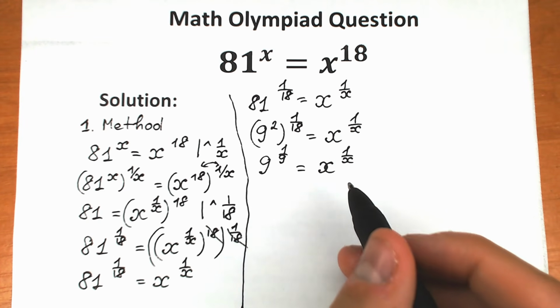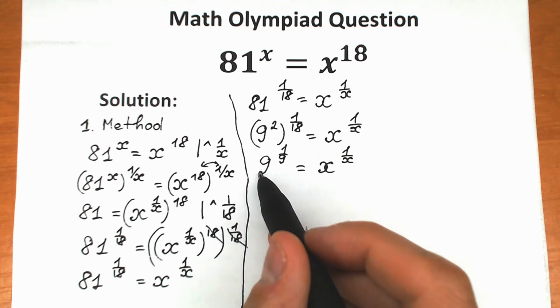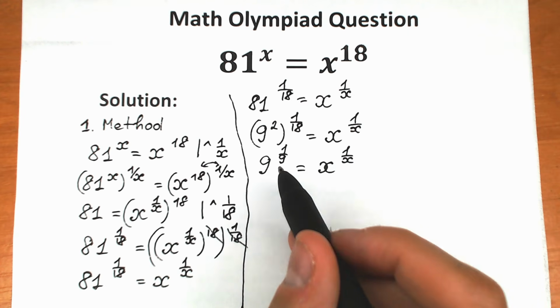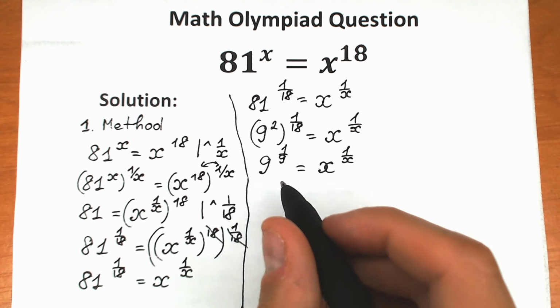If you look closely, right here we have 1 over 9, right here 1 over x. We have 9, we have x. So it looks like we have the same x on both sides. It should be the same value on both sides, because it looks like this.